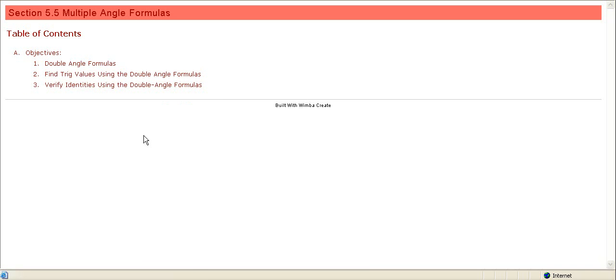The topic of this video is multiple angle formulas. Specifically, we're going to talk about double angle formulas, and then we're going to use those to find trig values and also use those to verify identities.